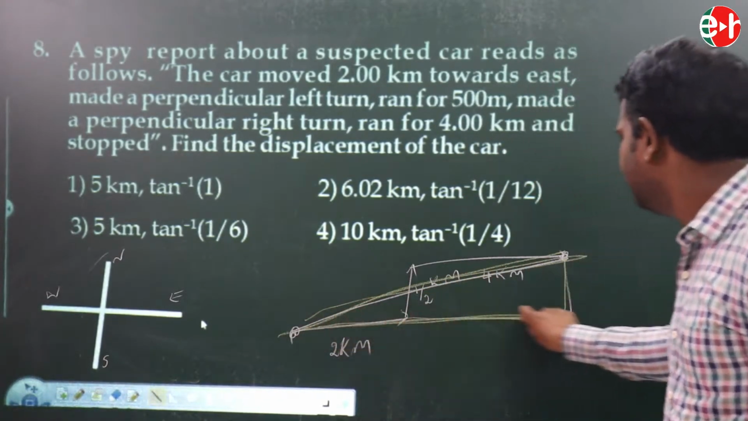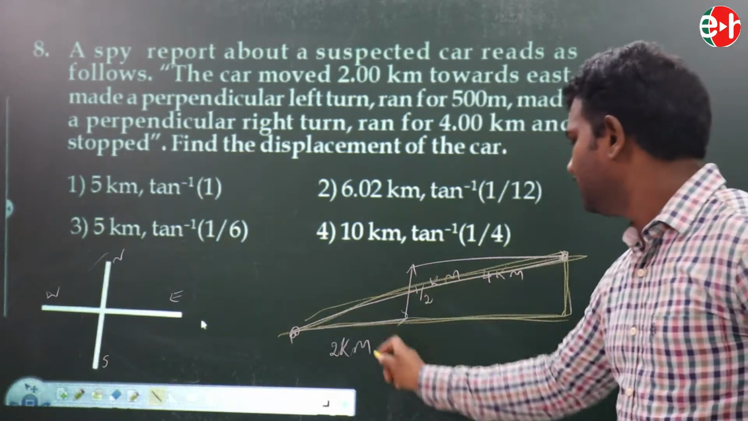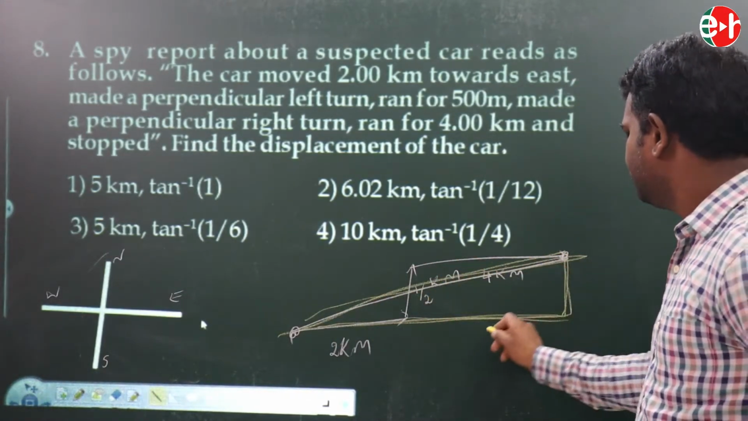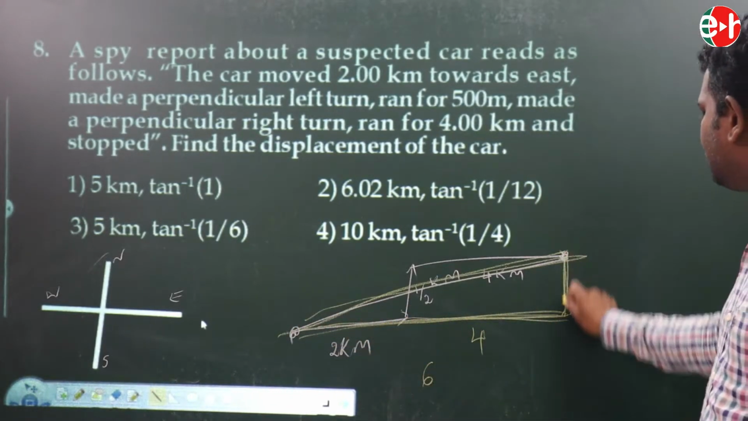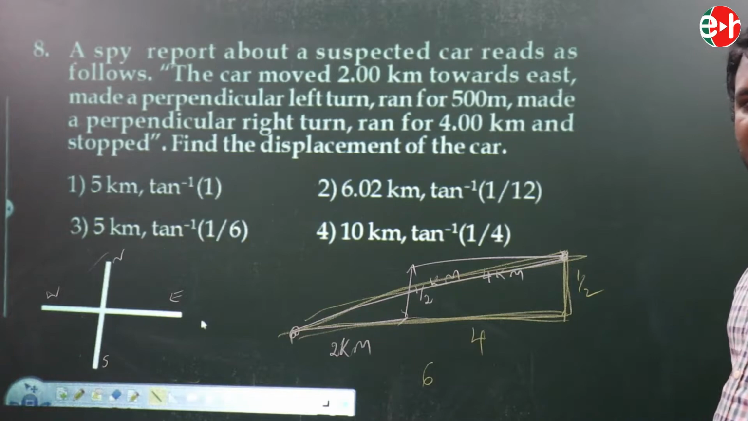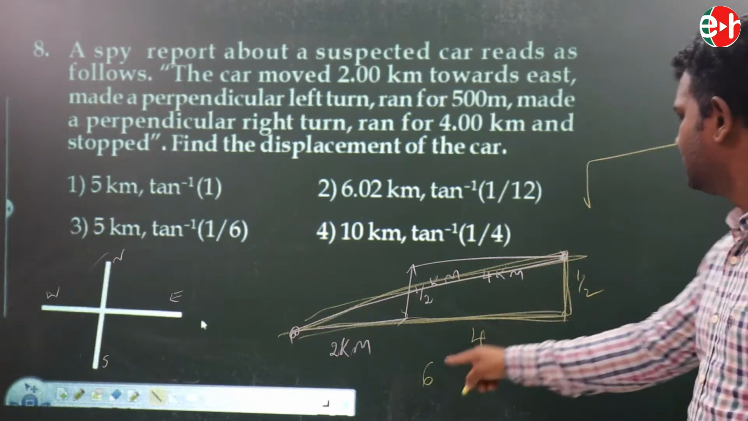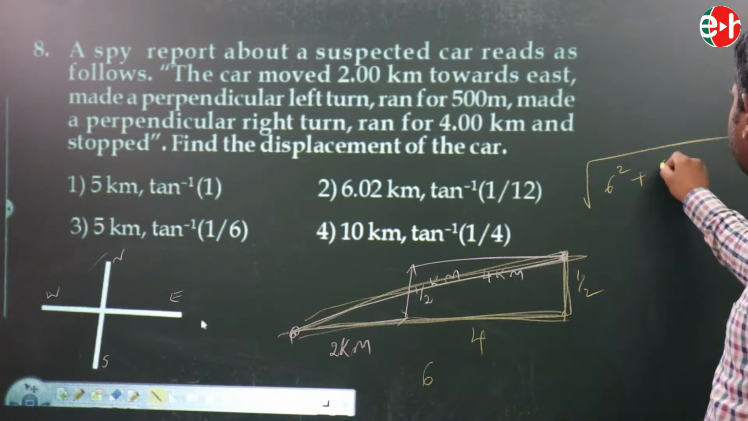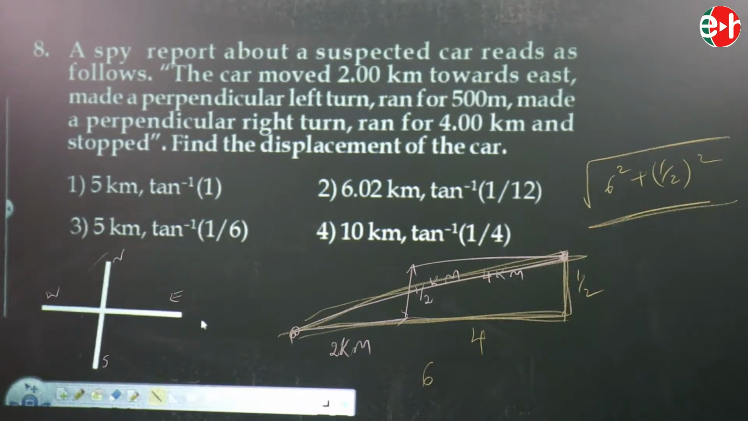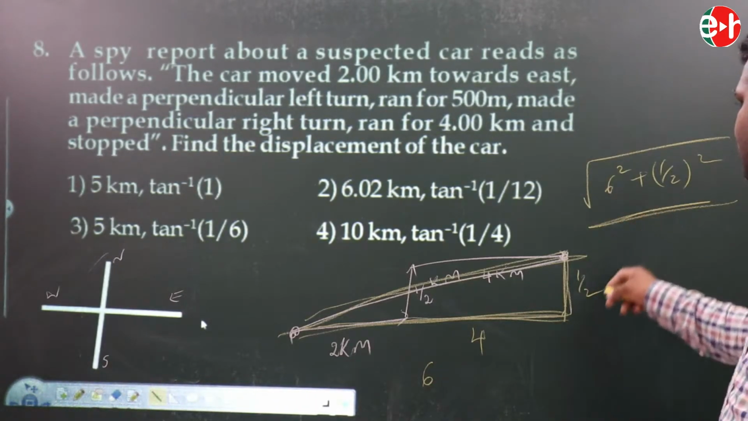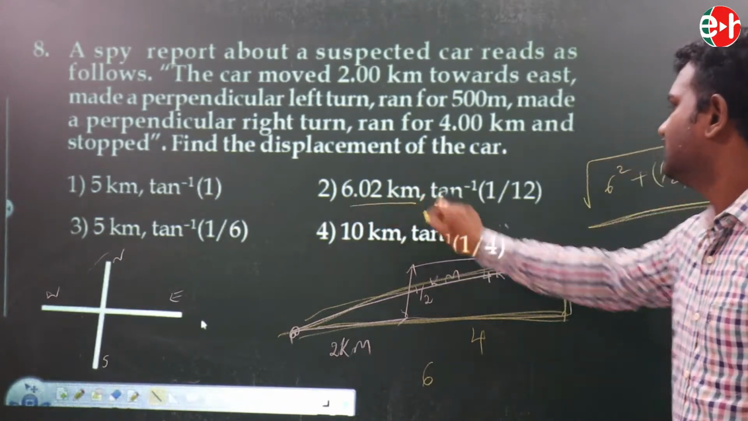This is our side 1, this is our side 2, this is our hypotenuse. This is how much? 4. So this total is 2 plus 4, 6. And this is how much? Half. So root over 6 square plus half square. You simplify this. I am not interested in simplifying this, as it is basic mathematics, you can do it. If you simplify this, you will get 6.02.